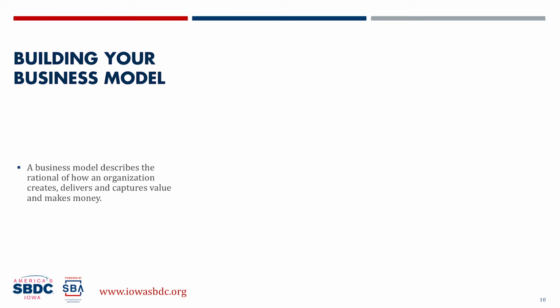So a business model describes the rationale of how an organization is going to create, deliver, and capture value, and how they're going to make money. The easiest description: if someone says, what's your model, it's how are you making money? But there are a lot of different components in there. So that's why we work with the Business Canvas Model.